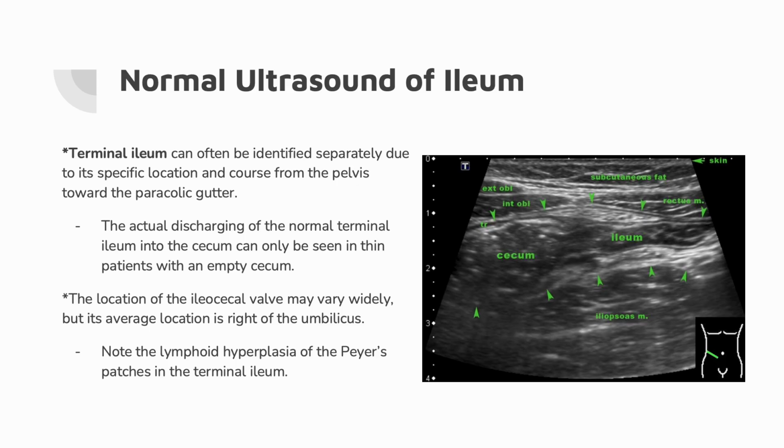Normal ultrasound of the ileum, usually it's separated from other organs in the pelvis just due to its specific location. As you can see on the right-hand side, the cecum and the ileum there, usually located in the right lower quadrant, and you can sometimes see lymphoid hyperplasia of Peyer's patches in the terminal ileum based on pathology or prior infections.